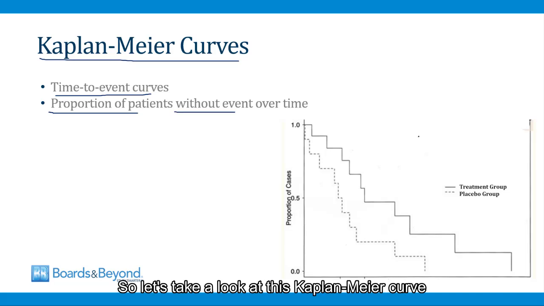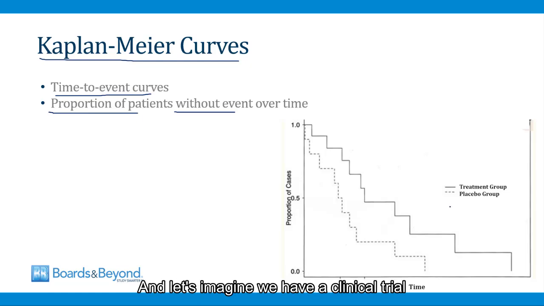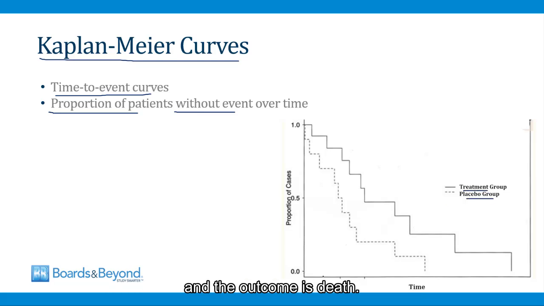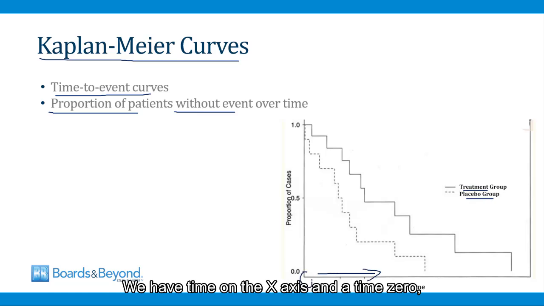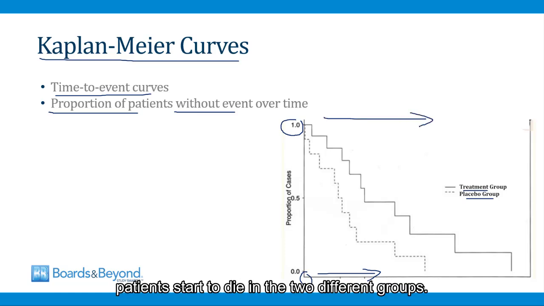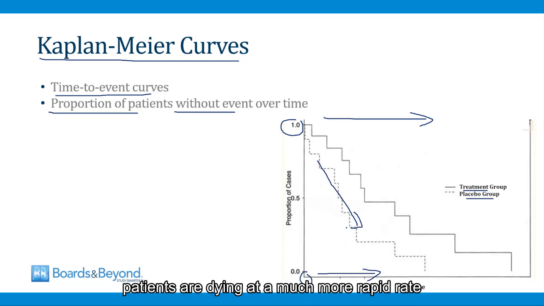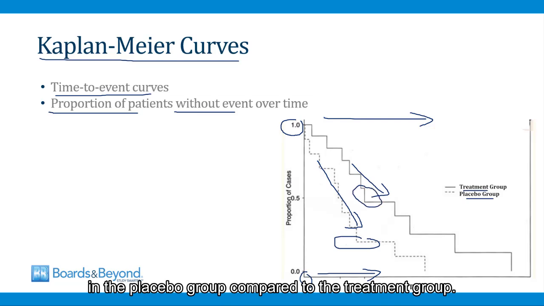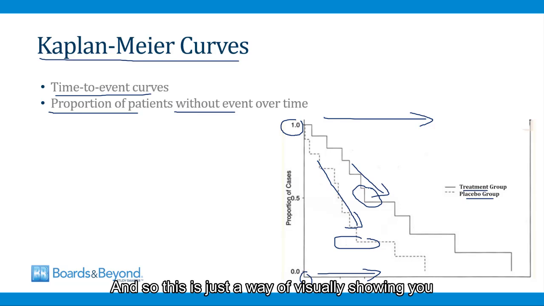So let's take a look at this Kaplan-Meier curve I've shown on the screen here, and let's imagine we have a clinical trial comparing a treatment group to a placebo group, and the outcome is death. We have time along the x-axis, and at time 0, which is the beginning of the clinical trial, 100% of patients are free of death and have not experienced that event. But as time starts to pass, patients start to die in the two different groups. And you can see that in the placebo group, patients are dying at a much more rapid rate compared to the treatment group, and therefore at any point in time, we have fewer patients who are free of death in the placebo group compared to the treatment group. And so this is just a way of visually showing you the outcomes in a clinical trial over time.